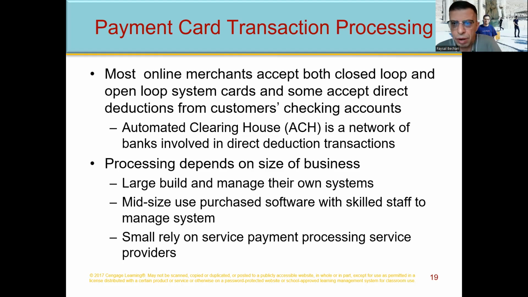Payment card processing. Most online merchants accept both closed loop and open loop system cards, and some accept a direct deduction from the customer's checking account. That can be done. The automated clearing house is a network of banks involved in direct deduction and transactions on a daily basis, probably supervised by the central bank.